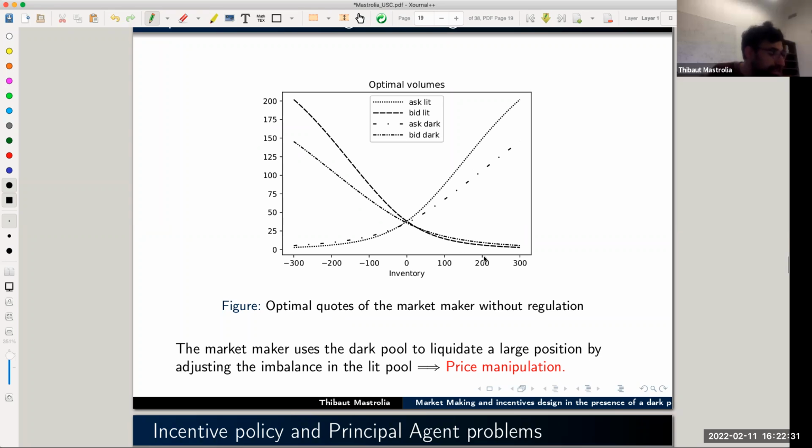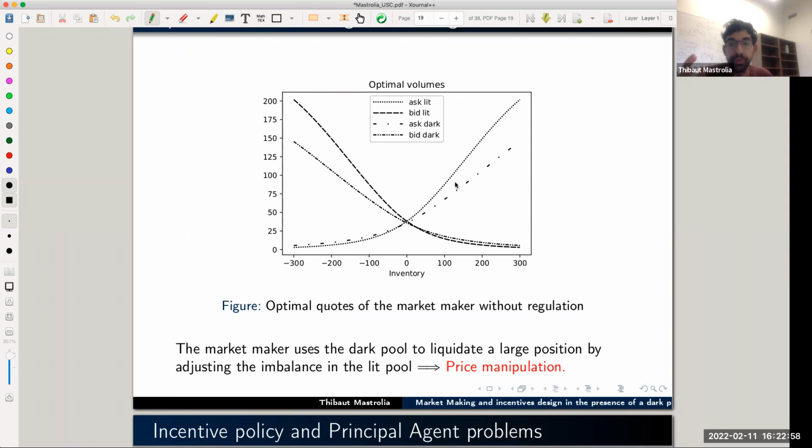So for example, you see that if the market maker has an inventory of 200, then he or she posts a volume on the ask lit here at 125. He posts a volume of 100 on the ask side of the dark pool, and here for the lit pool. So what we observe is the following.